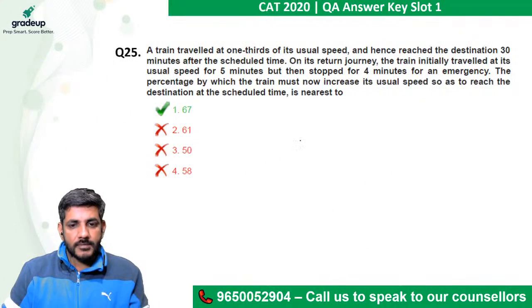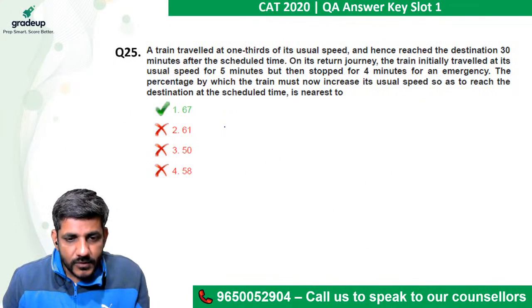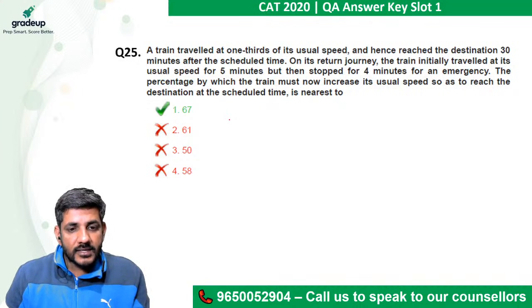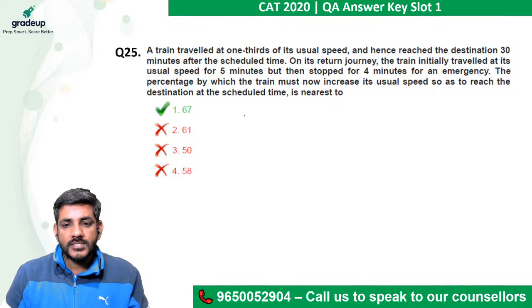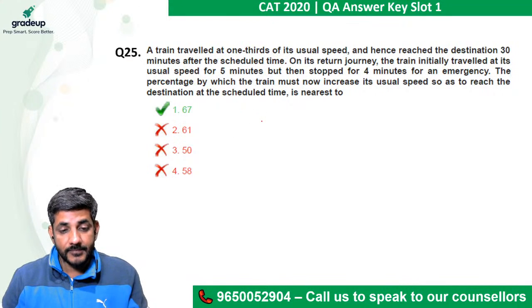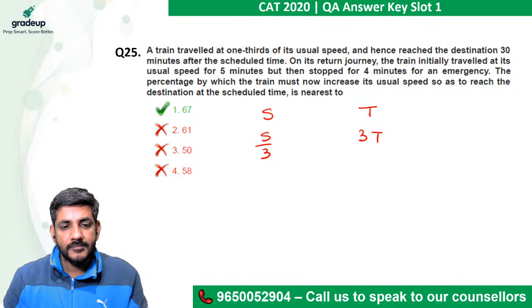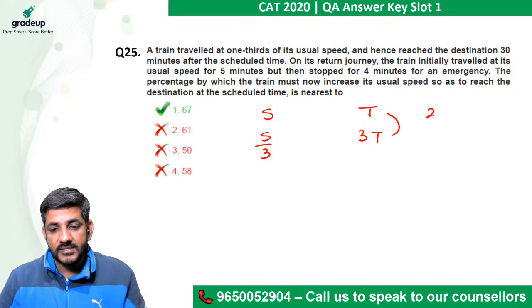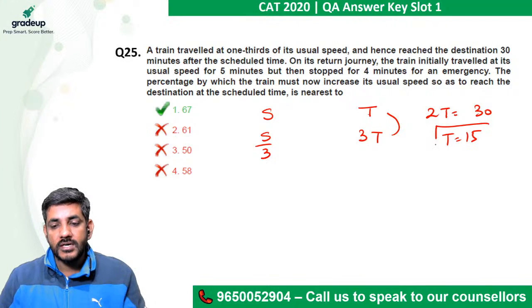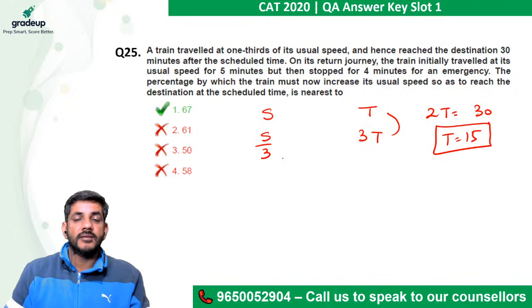Let's move on to question number 25 now. So what does this question say? A train traveled at 1/3 of its usual speed and hence reached the destination 30 minutes after the scheduled time. So normal speed is S, normal scheduled time is T. If the train is moving at 1/3 of the speed, can I say the time taken would be 3T? He says 30 minutes after the scheduled time. That means the difference in these two times is 30 minutes.